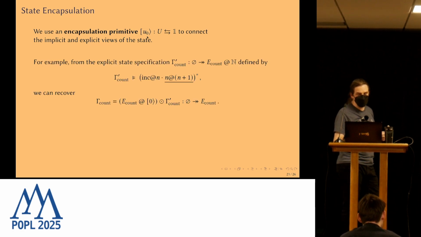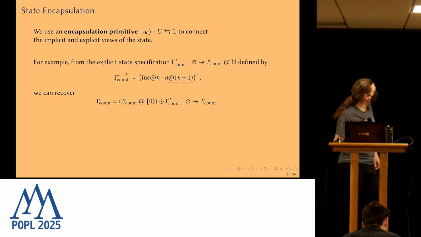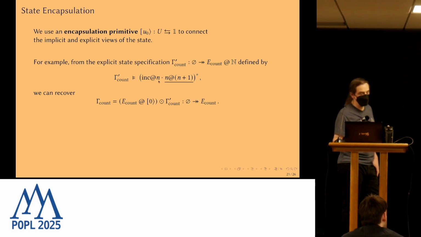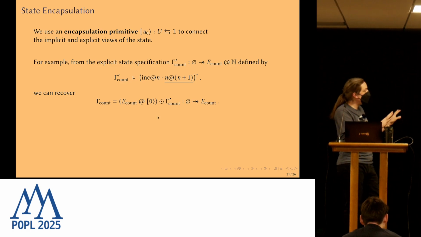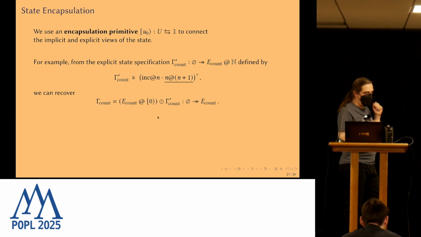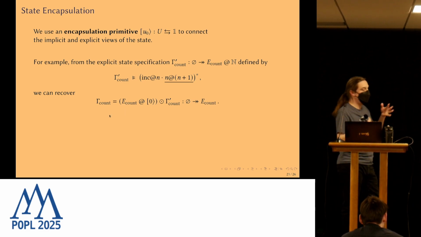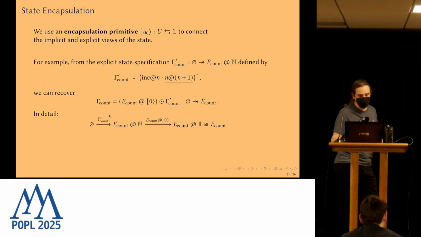And what that means is that for this counter, we can give a specification that uses an explicit state, a natural number as explicit state, and that's just going to say, okay, if we're invoked in the state n, we're going to return n, and the new state is going to be n plus 1. And we're able to encapsulate this state to recover our encapsulated specification.